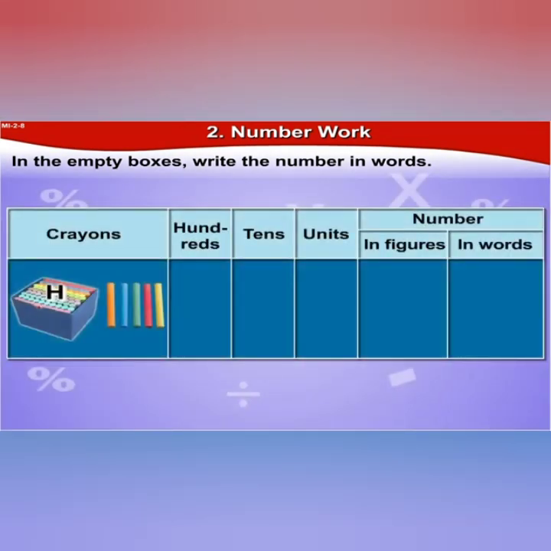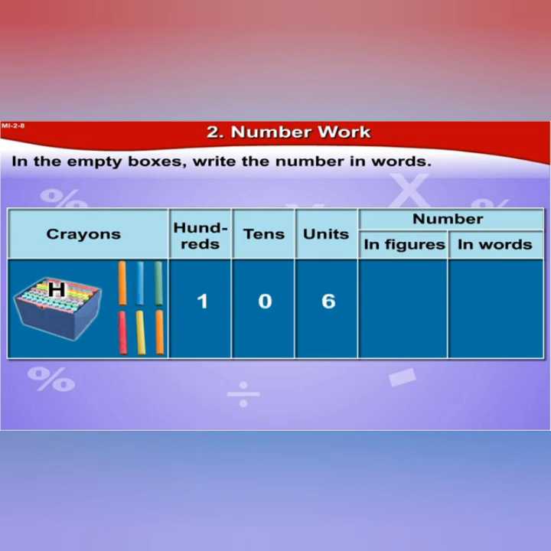Now the next picture. A box of 100 crayons and 5 more crayons, which means it is 100, 0 tens, 5 units. In figures it would be 105 and in words it is 105. Next is a box of 100 crayons and 6 more crayons. So it would be 100, 0 tens, 6 units. In figures it would be 106. In words it is 106.